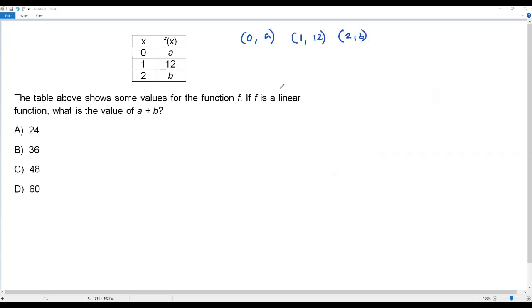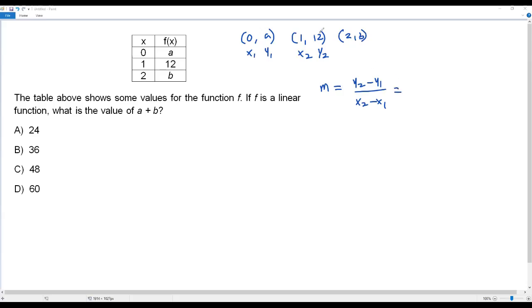Now what I'm going to do is find the slope of the linear function f using the first 2 points. Whenever I know 2 points of a linear function, I can find the slope using the formula (y2 minus y1) over (x2 minus x1). The first point has to be considered as (x1, y1) and the second point as (x2, y2). Now we can plug in the values into this formula to get the slope of the line given by the linear function.